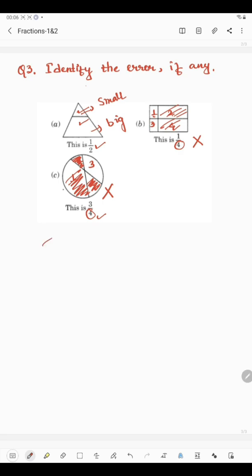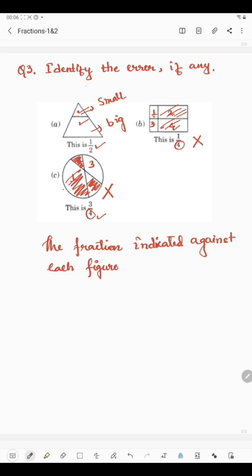So we will write the answer. The fraction indicated against each figure is wrong, as it is not divided equally.